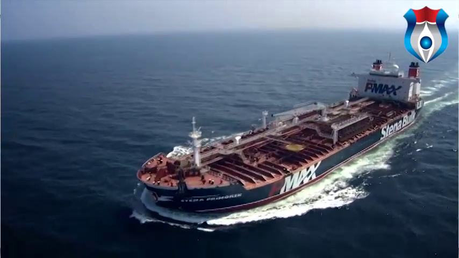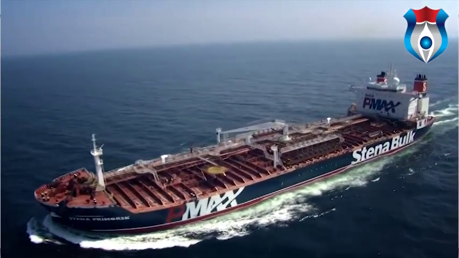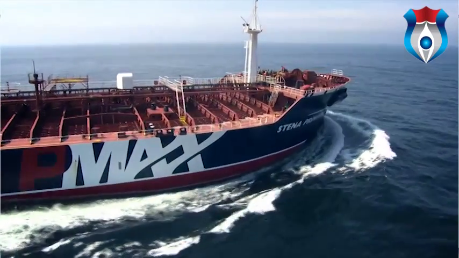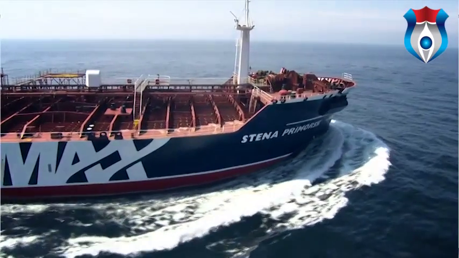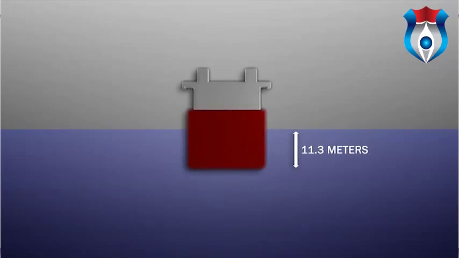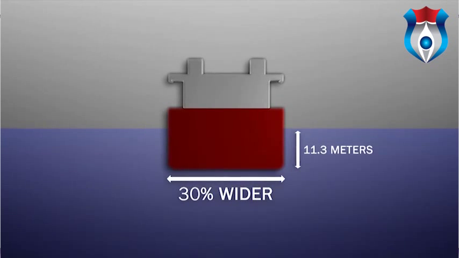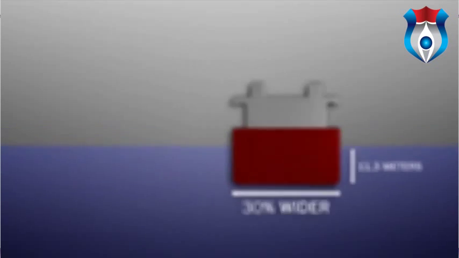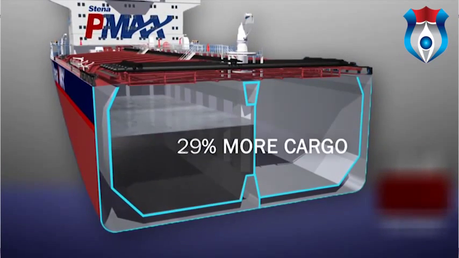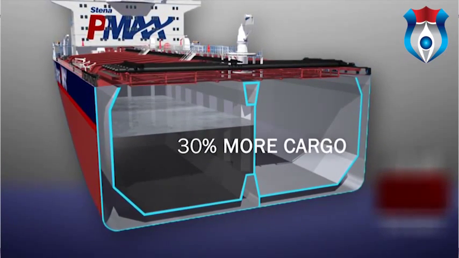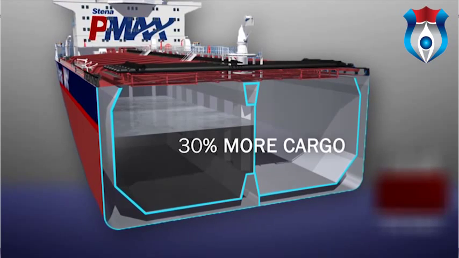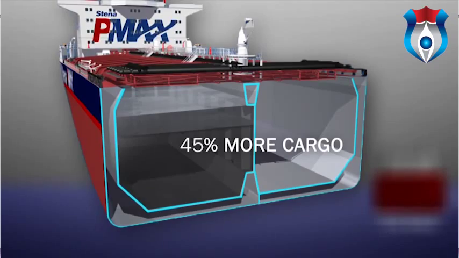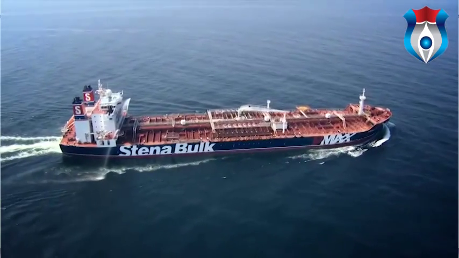It's an Ice Class 1B product tanker with a length of 183 meters, which is the same as a traditional MR tanker, but with a width of 40 meters. The P-Max has a wider hull than a standard MR tanker. At the design draft, 11.3 meters, it can load 30% more cargo than a standard MR tanker. At full draft, 13 meters, the P-Max can take as much as 45% more cargo than conventional competitors of the same size.